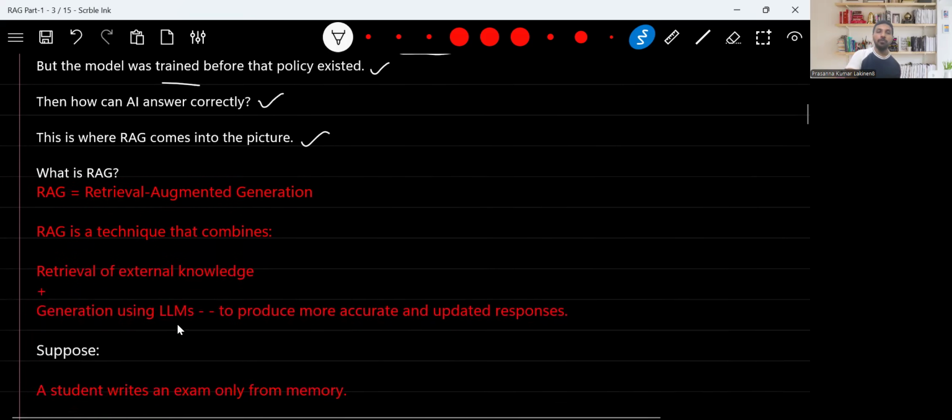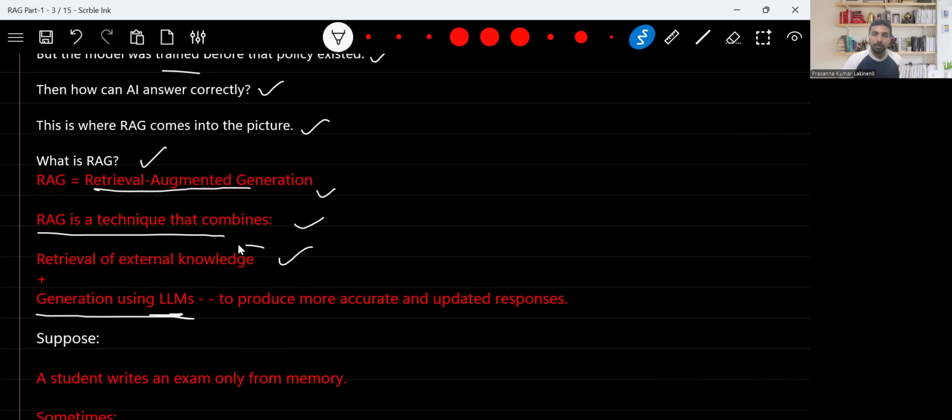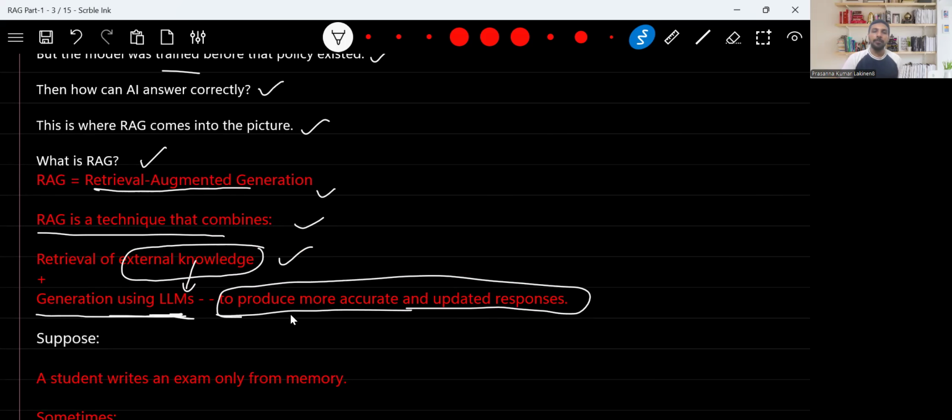Now, what is the full form of RAG? RAG is retrieval augmented generation. RAG is a technique that combines retrieval of external information and generating the response using LLMs. That means it takes external knowledge, which we supply to the LLM, and now we generate a more accurate and updated response.